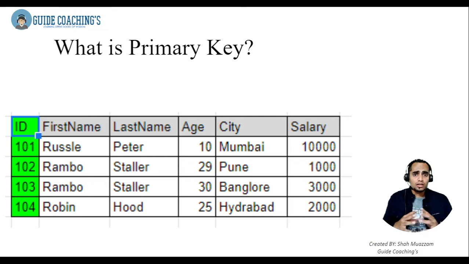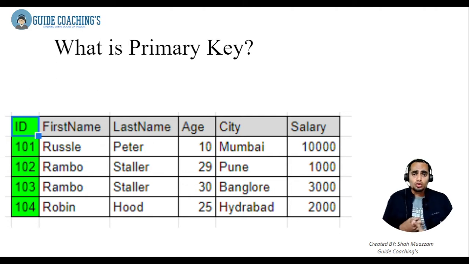It has certain conditions and parameters. So the first condition is whenever you are creating a table, you can have a primary key on a column. Okay, such as I have kept a green column over here.